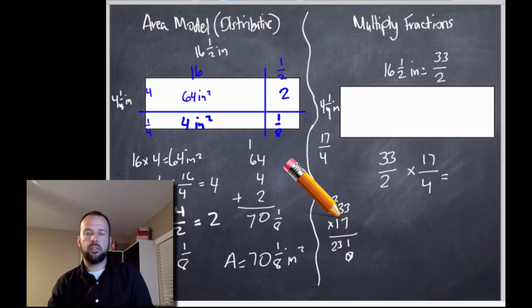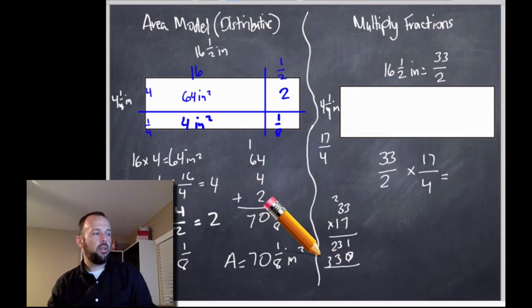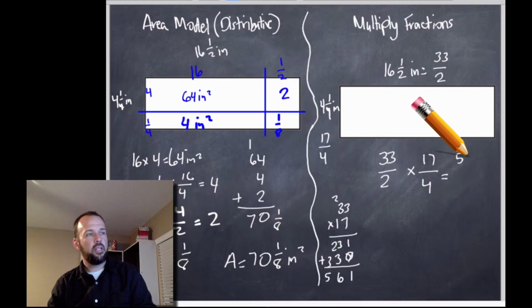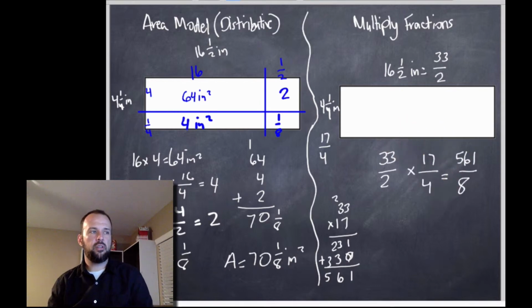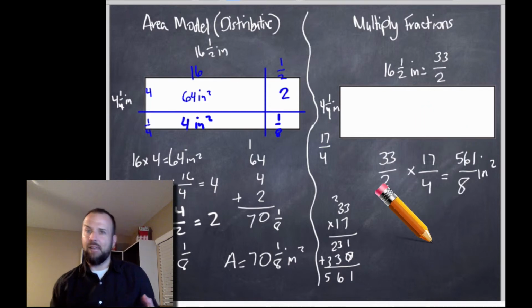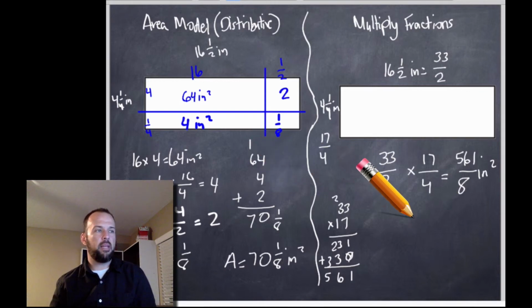Put my placeholder here because now I'm going to do my tens. 1 times 3 is 3. 1 times 3 is 3. Add these guys together, and I'm going to get 561. So this would be 561 eighths. So I got my answer, 561 inches squared, which is good, but I can't really visualize that, right? So I think we're going to have to rewrite this improper fraction here as a mixed number to make a little more sense.